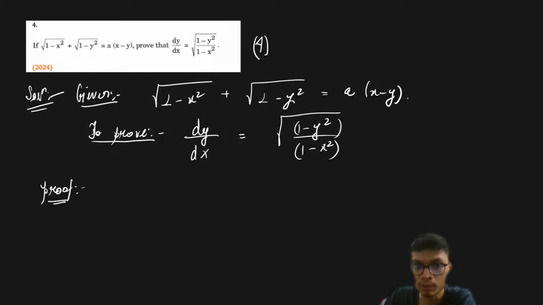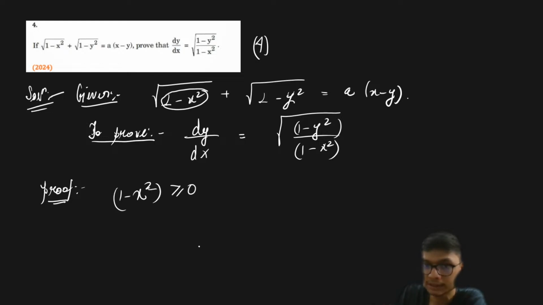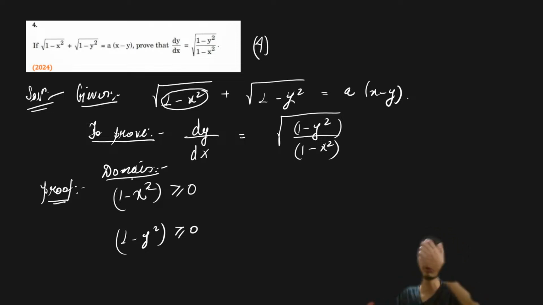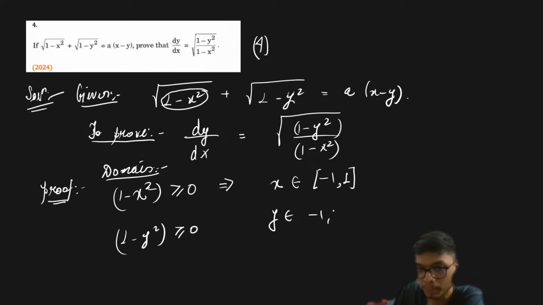If you have a square root function, the first and foremost analysis you should do is to find out the domain. For the square root function, the input inside should be non-negative. So here 1 minus x square should be greater than or equal to 0. Similarly, 1 minus y square also should be greater than or equal to 0 for the domain, because we are dealing with real numbers. This narrows down x to between -1 and 1, and similarly y is also between -1 and 1.